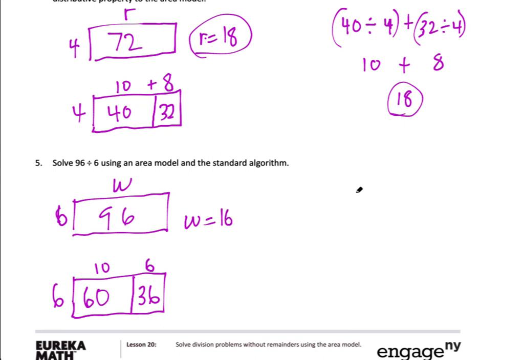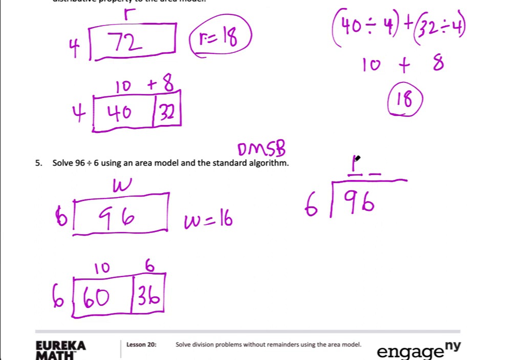Standard algorithm. Let's go do that. 96. And then we write this division bar, 96 divided by 6. Remember, standard algorithm is divide, multiply, subtract, bring down. So how many times can 6 go into our first digit here, my largest digit? 9. And I'm going to put these blanks up here, blank, blank, because I have a 2-digit dividend. Can 6 go into 9? Yes, it can go into 9 one time. So I put a 1.